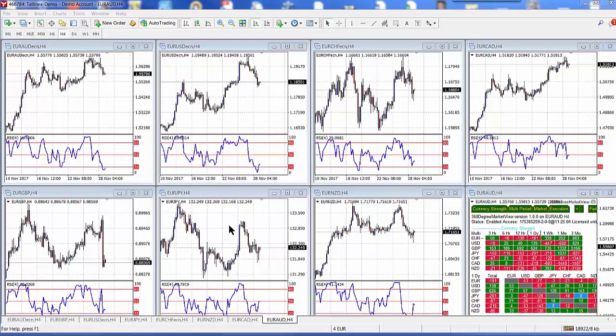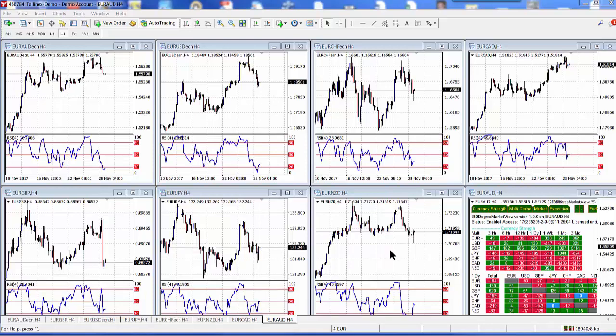So the signal we found was actually on the euro daily. I do this analysis on the 4 hour. You can also do it on the daily, but on the 4 hour I find is a good general time frame to see the sentiments in the market.